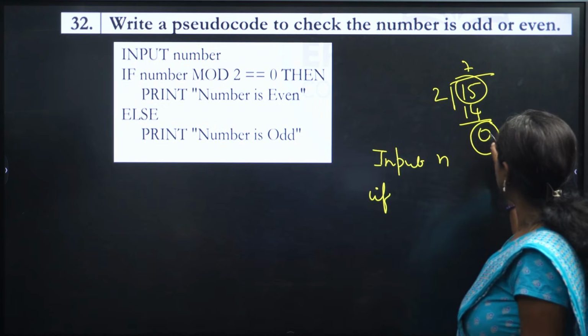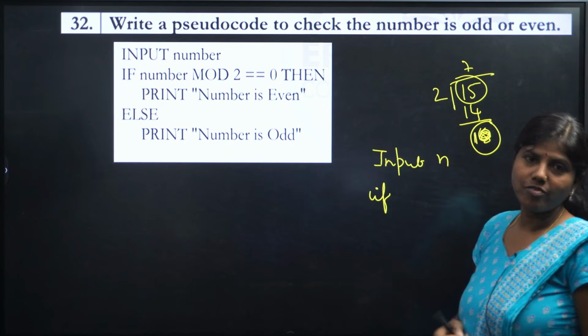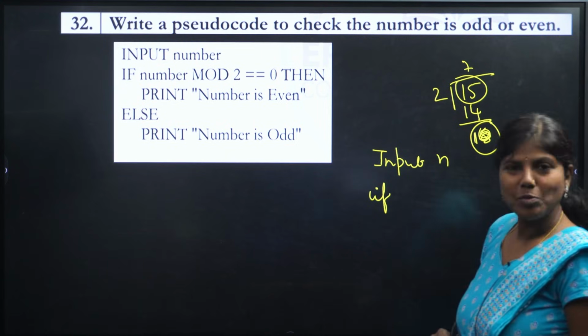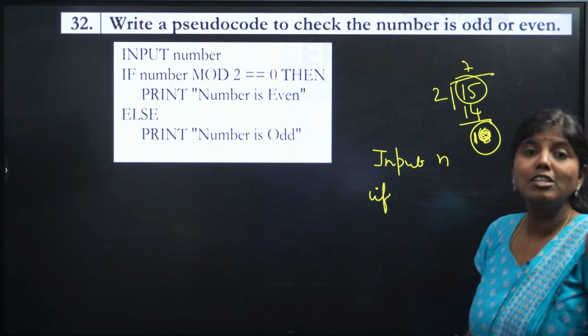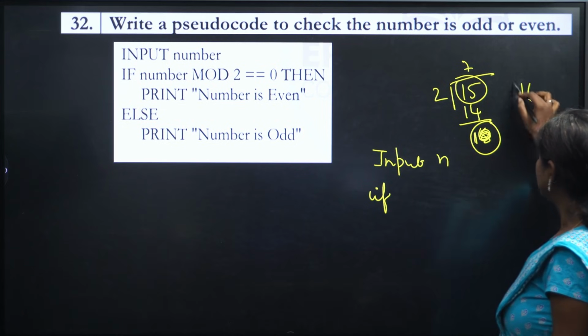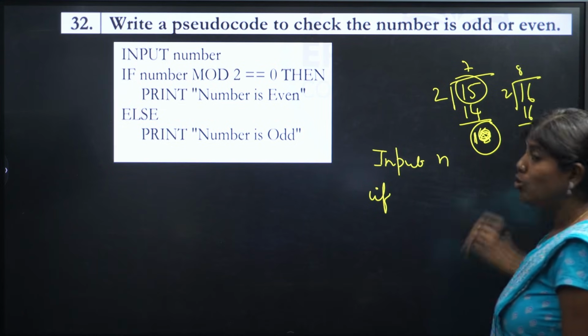Sorry, what did I write? I wrote 0 here. See, there is my mind. So for 15, 2 sevens are 14 and the remainder is going to be 1. In this case, 15 is going to be an odd number. Similarly, let us consider 16 here. 2 eights are 16, and the remainder is going to be 0 here.